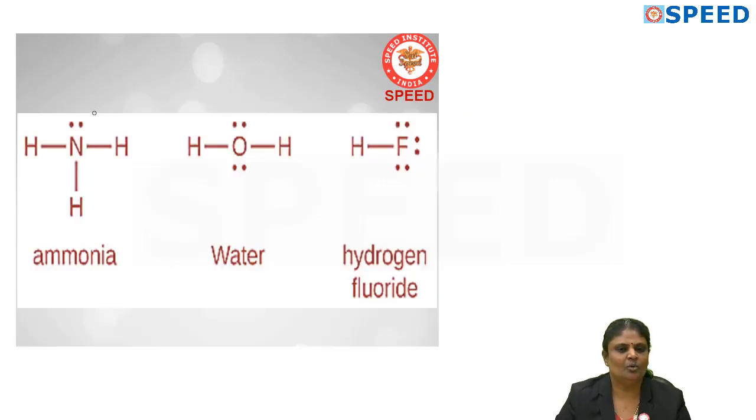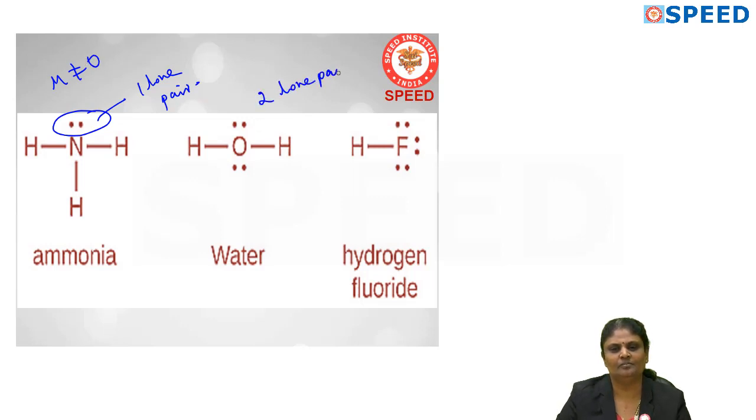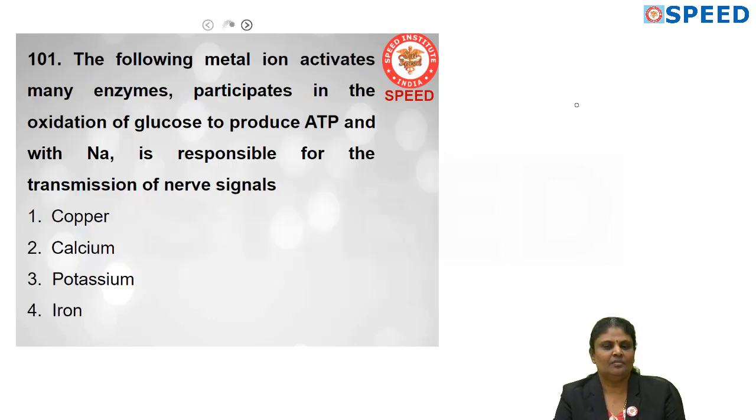Then ammonia has only 1 lone pair of electrons on the central atom, so mu is not equal to 0. And here also 2 lone pairs, so due to the presence of the 2 lone pairs, mu is not equal to 0. Here also hydrogen fluoride: mu is not equal to 0 because 3 lone pairs are present.